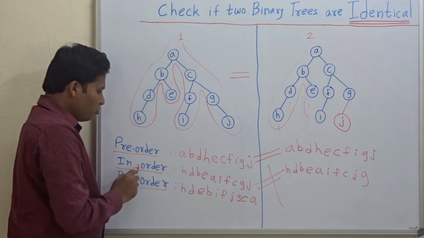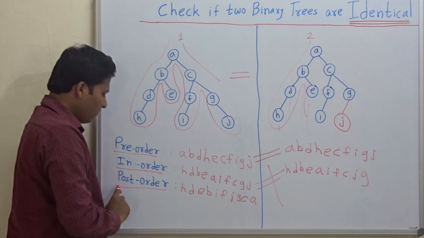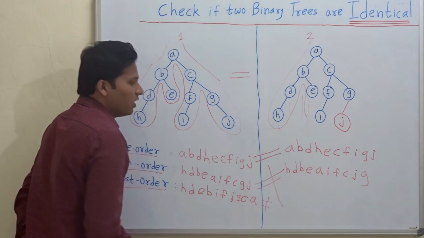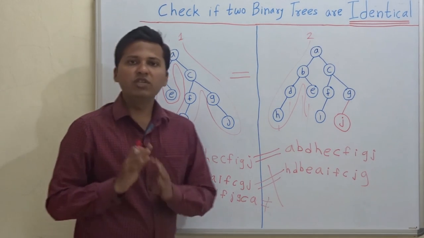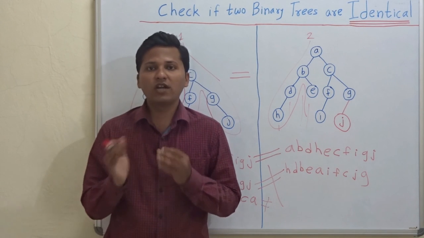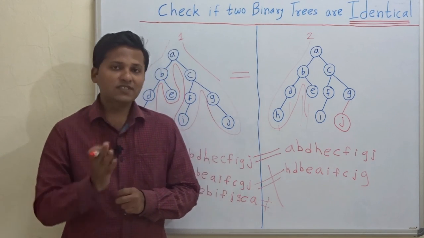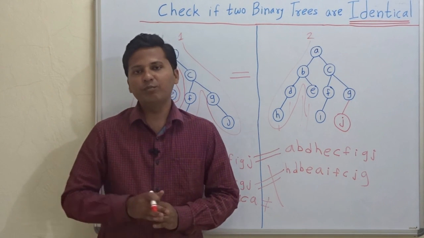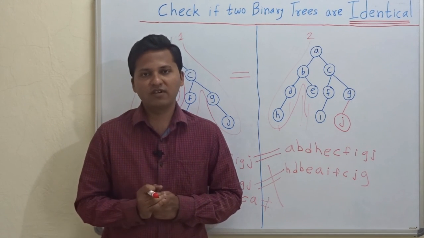If these two are same, then there will be some problem in postorder traversal. They will not be equal. So all the three should be equal. If any of them is not equal, then the two trees are not identical. So this is how we check if two trees are identical or not, by using preorder, inorder and postorder traversal.